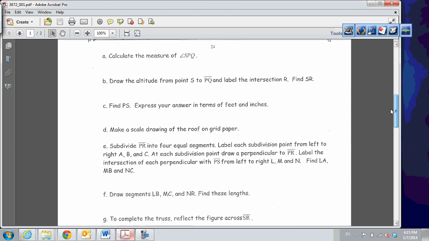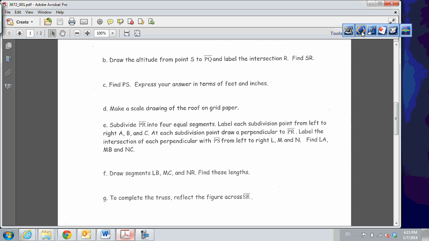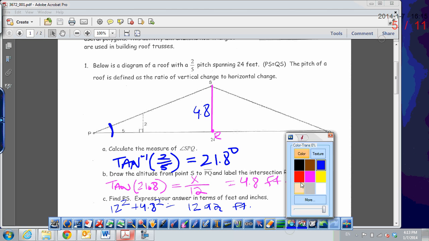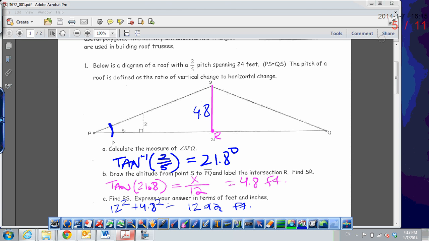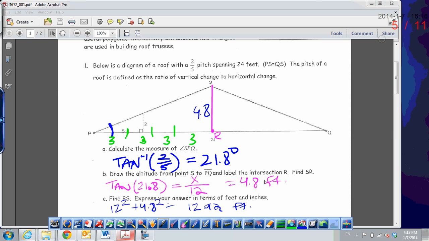E wants us to divide PR into 4 equal segments. So I'm going to jump back and forth here so we can do this. Since it's 4 equal segments, if this long piece is 12, each segment is going to be 3. So from P to there would be 3, and the next one would be 3, next one 3, and then this one would be 3 as well. Next it says to label each of those A, B, and C. So I'm going to erase my 3's, and that's A, that's B, and that's C.